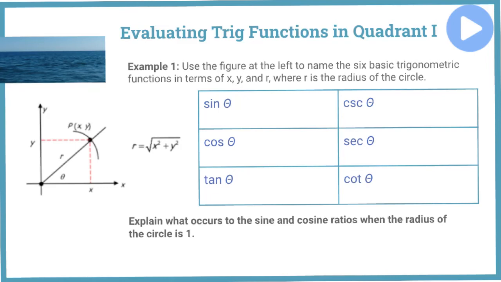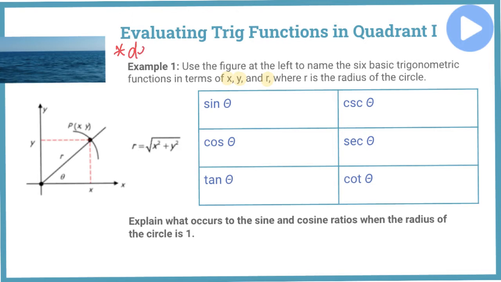Evaluating trig functions in Quadrant 1. Example 1. Use the figure at the left to name the 6 basic trigonometric functions in terms of x, y, and r, where r is the radius of the circle. Notice that the radius of the circle is not going to be 1, so we're not dealing with just a basic unit circle here. We're dealing with a circle of any radius.